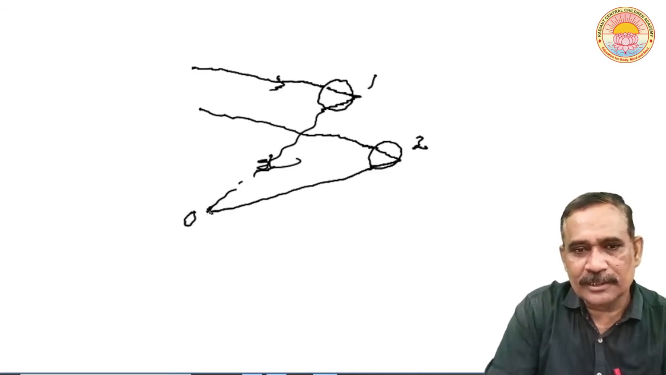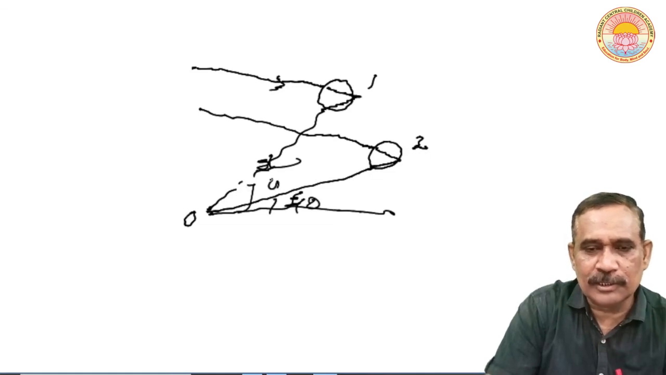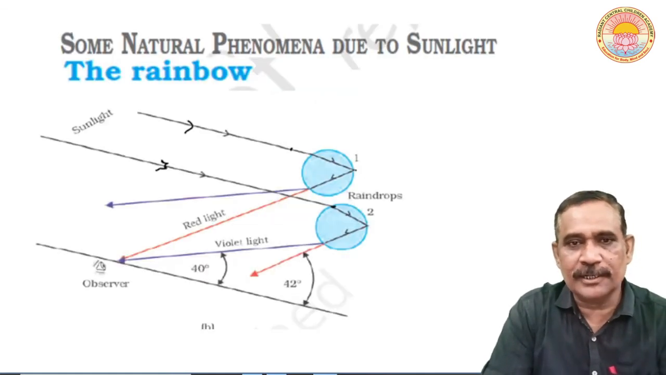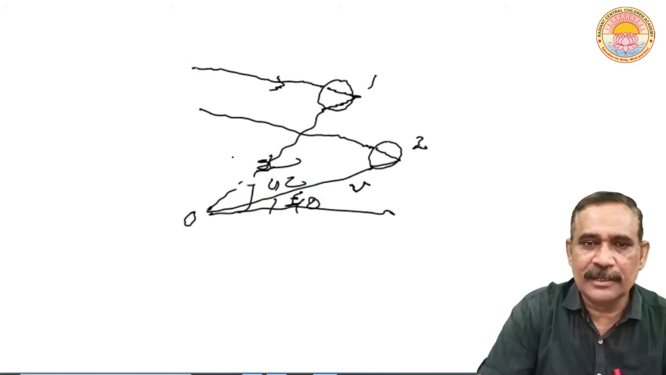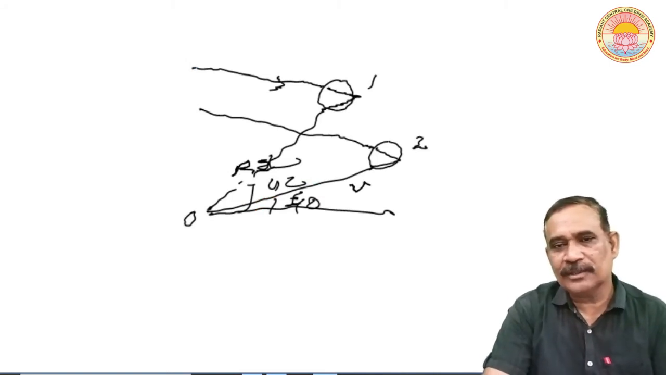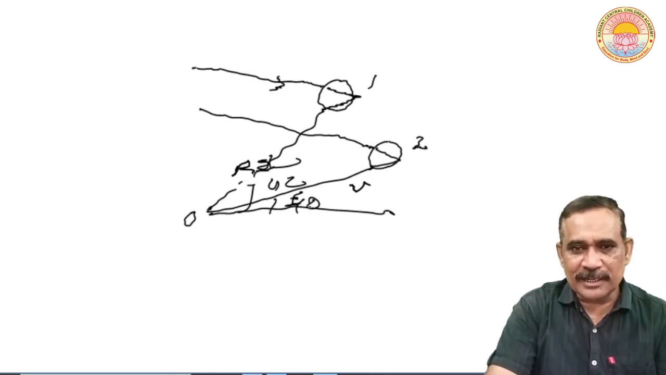Now it makes an angle. This is 40 degrees, this is 40 degrees, and this is 42 degrees. So at the inner edge is violet color, and at the outer edge is red color. So the primary rainbow is formed due to single reflection and double refraction. At the inner edge violet color is formed and at the outer edge red color is formed, and it makes an angle of 40 and 42 degrees with the observer.